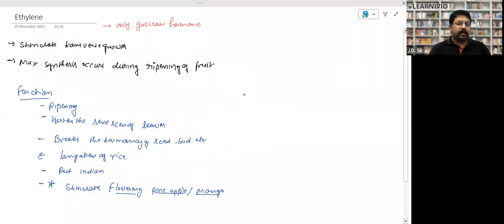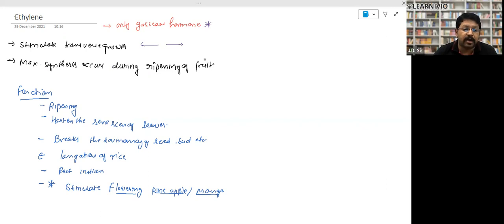Again, ethylene. Ethylene is the gaseous hormone which is present in the biological world. No hormone is found in the gaseous state in any plant or animal. This is the only gaseous hormone. It stimulates transverse growth, meaning horizontal growth, like this.